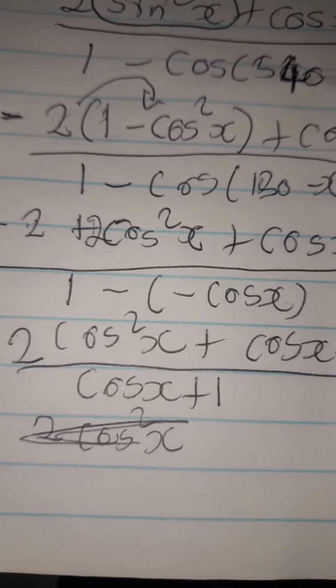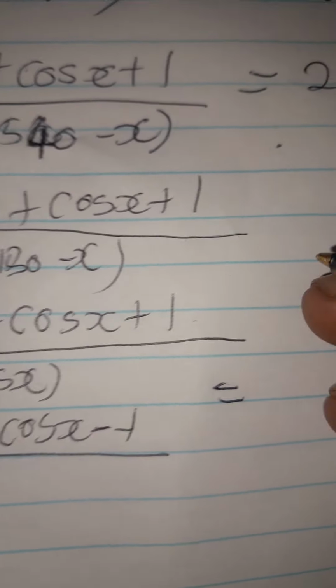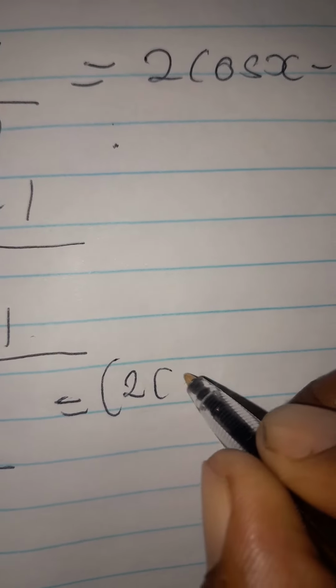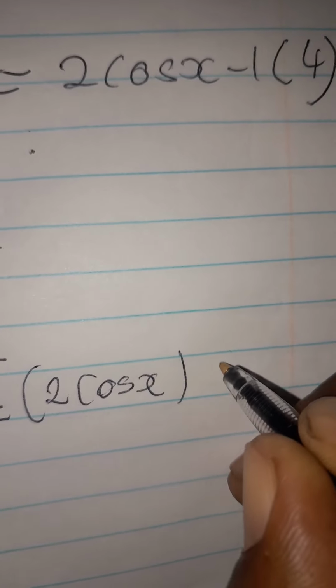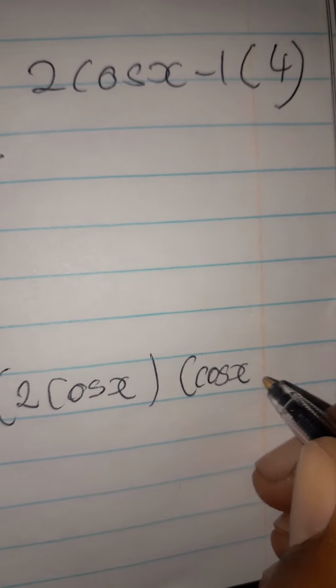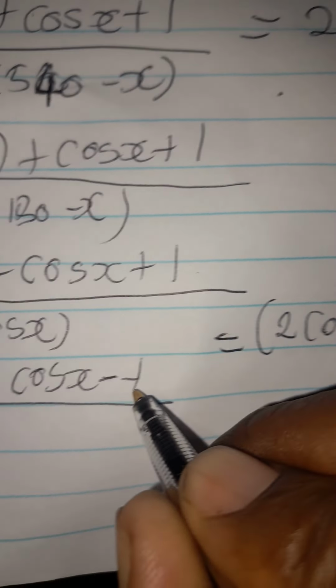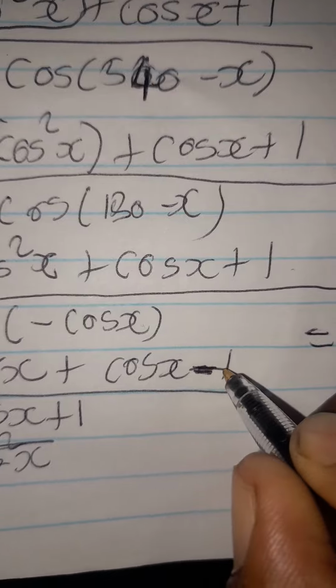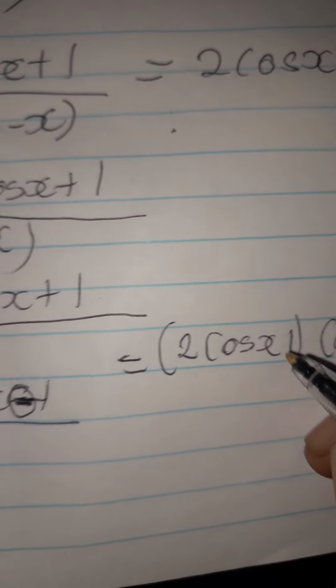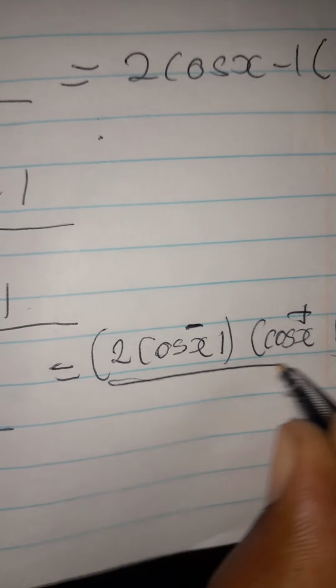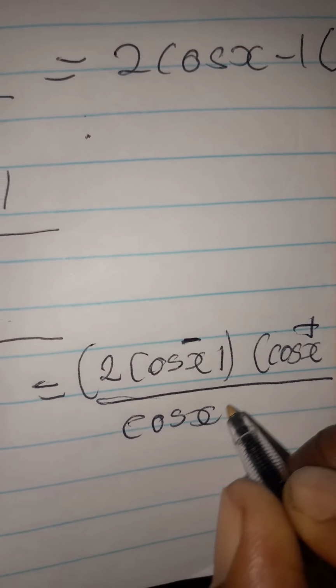Okay, we need to factorize this. So we have 2 cos squared x plus cos x minus 1. It's a trinomial, so it's going to be 2 cos x as well as cos x here. Remember the factors of 1, it's 1 and 1, so we are going to put 1. What about the sign? When your last term is a negative sign, your signs will be different. In this case, they will be different, meaning that this one will take a negative sign and this one will take a positive sign. Therefore, we are left with cos x plus 1.